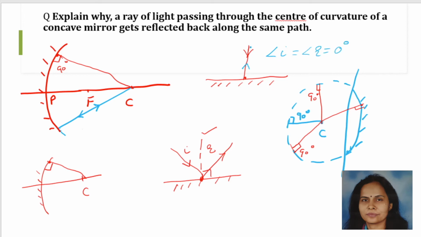Because what is angle I? Angle I is the angle between the normal and the incident ray, and the normal is only this, and the incident ray is also this. So what is angle I? Angle I is 0 degree. Then angle R, as per the laws of reflection, it has to be 0, right? So angle I is equal to 0, angle R is equal to 0. And to make angle R equal to 0, what do we have to do? This has to retrace its path. So in this case, angle I is equal to angle R, that is 0 degree.